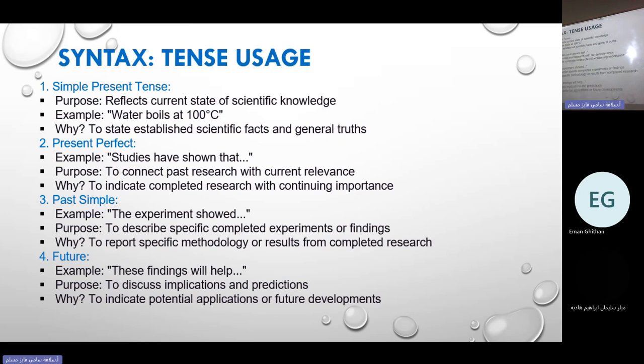But we use past simple, for example, the experiment showed. It describes an experiment that was completed. We did something and completed it. Why? To report scientific methodology or results from completed research. The last one is the future. Why do we use the future? These findings will help. The purpose is implications and predictions, what will happen. So why? To indicate potential application for future development. That's why we use simple present, present perfect, past simple, and the future in scientific and technical research.